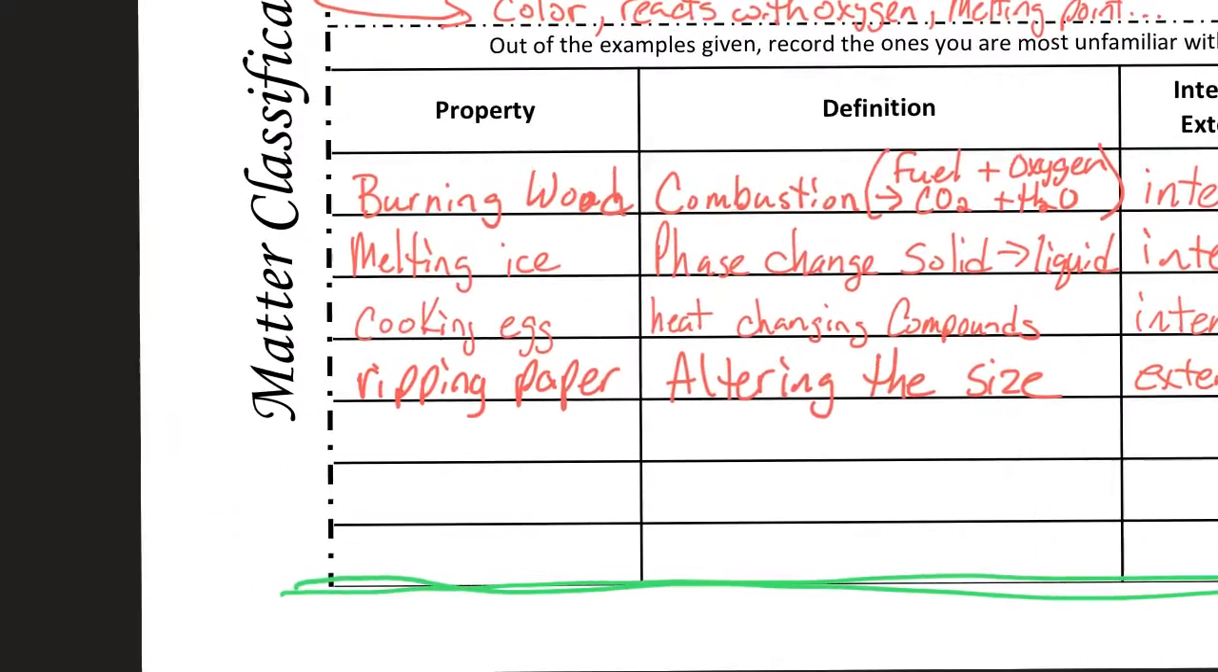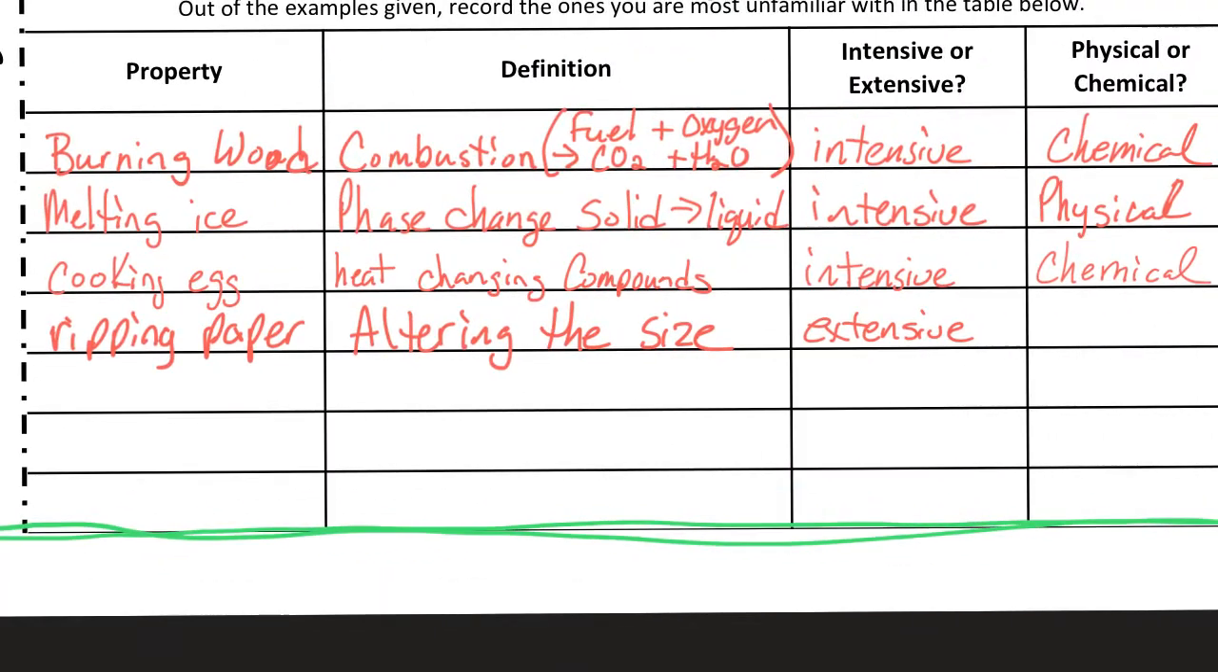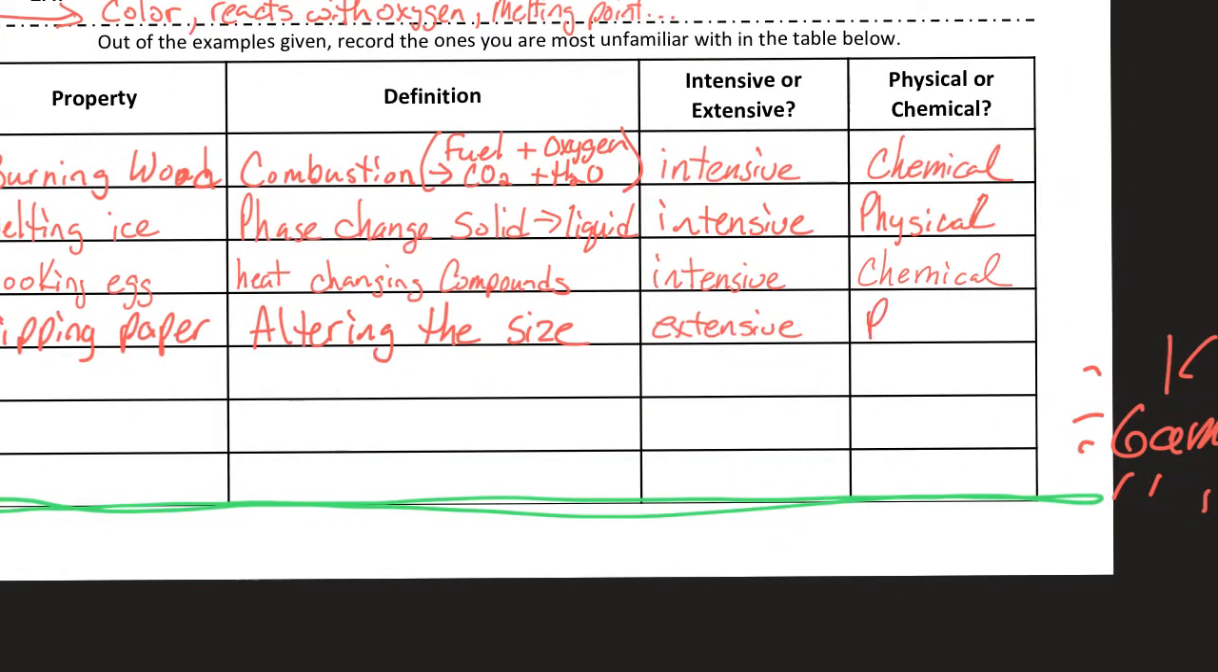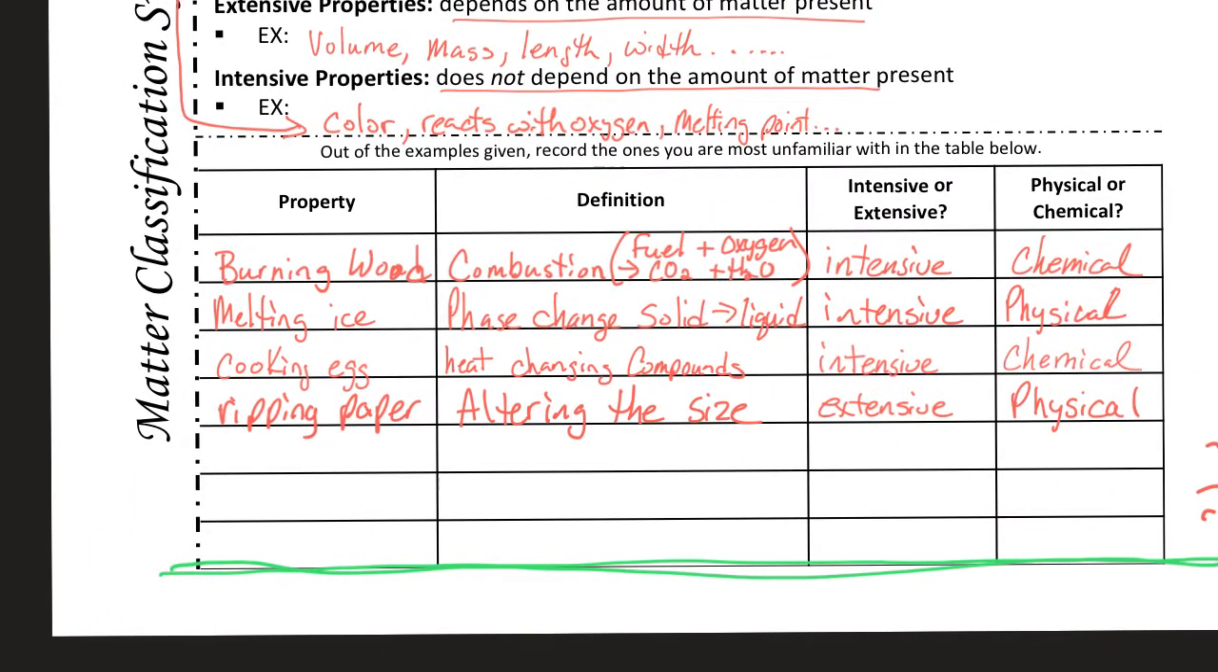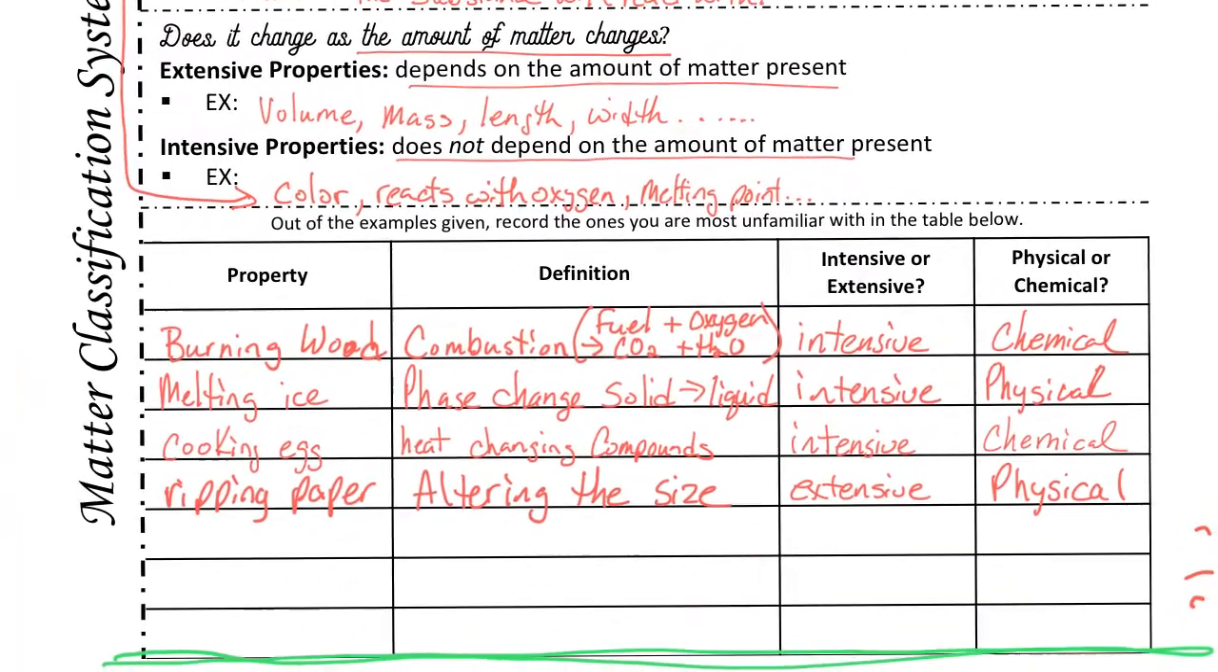Paper started off as paper. It's going to end as paper, just a different size. So that's going to be a physical change. No chemical reaction took place. So there are some examples of intensive and extensive properties, physical and chemical changes.